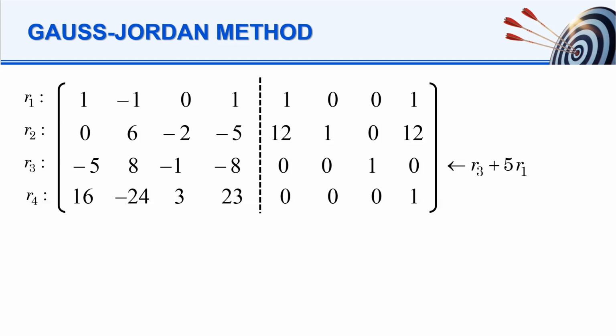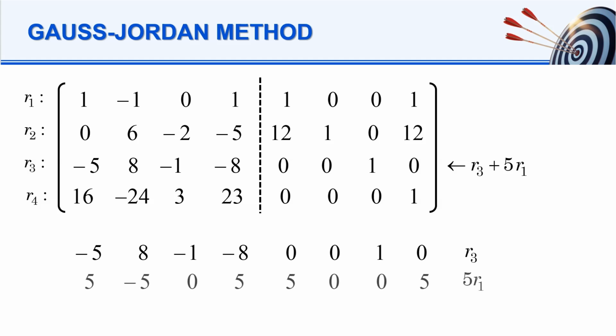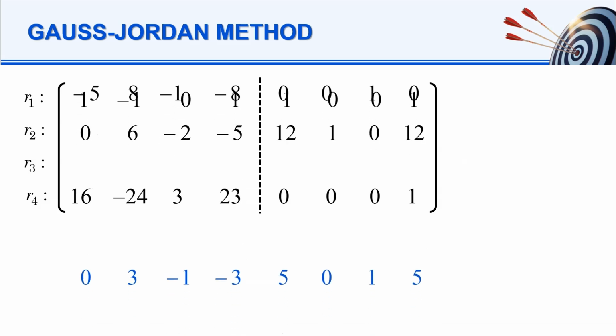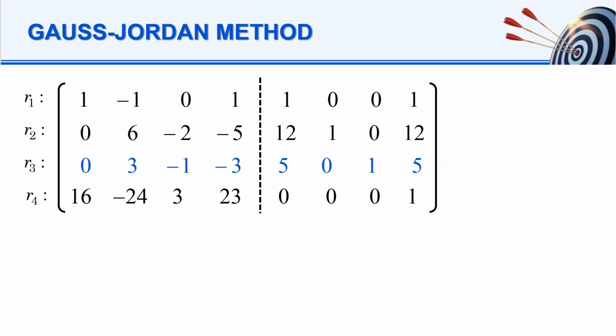Next, we use the first row to eliminate the -5 in the third row. 5 times the first row is added to the third row, which gives the following row.